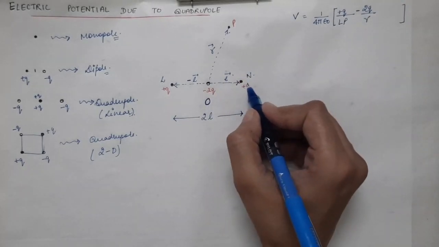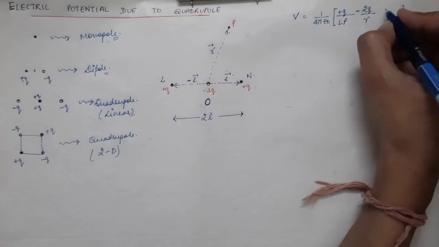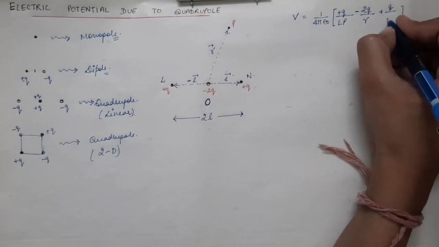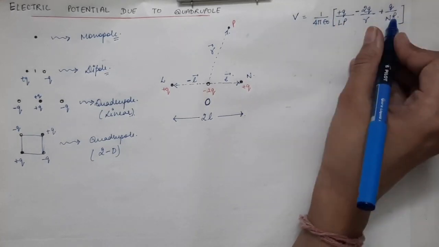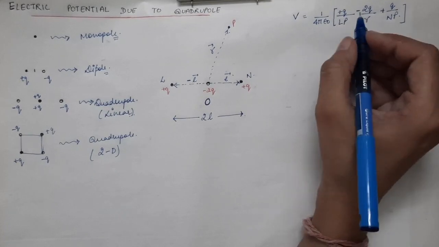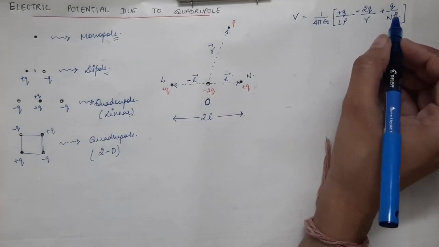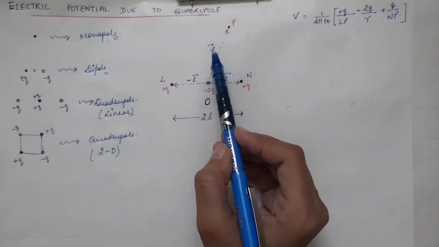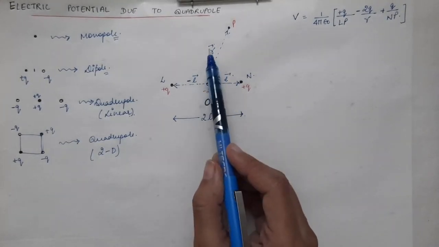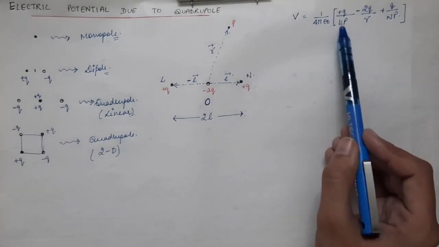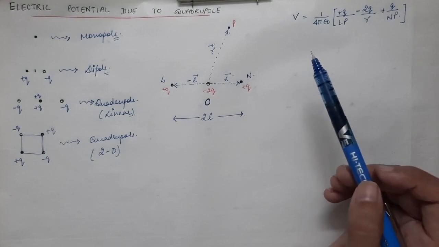Then I have the last point source which is left, which is plus q. So the potential at point P due to this plus q will be equal to plus q divided by NP, and 1 by 4 pi epsilon naught is common to all these terms. So now we are interested to find 1 by LP and 1 by NP in terms of the known variables. What are the known variables? R is known to us and this L is known to us. So using the triangle law of vector addition, we will find 1 by LP and 1 by NP as we had found in the previous case of the electric dipole.